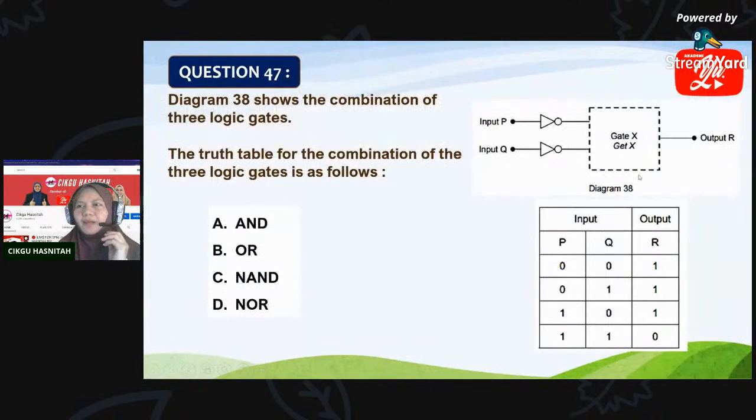So you are asked to study these two diagrams and determine the truth table for the combination of 3 logic gates. So which one should we place at X? Which one? Get tak means NOT gate. Yes, NOT gate. So which gate do we fix at X?